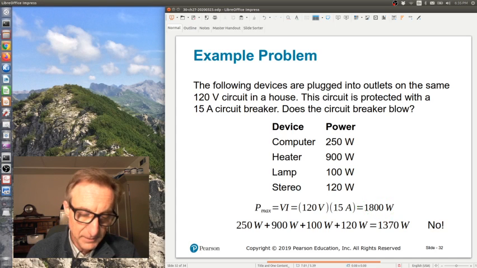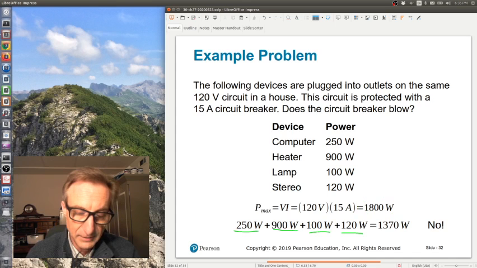If we add up the power that is used by the computer, the heater, the lamp, and the stereo, we end up with 1370 watts, which is below the 1800 watt limit, and therefore these devices will not cause the circuit breaker to blow.